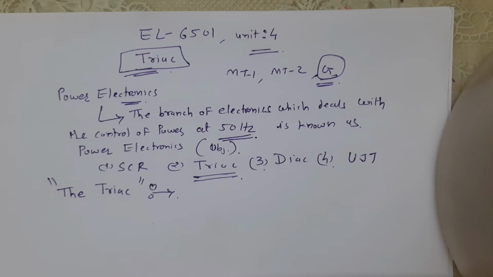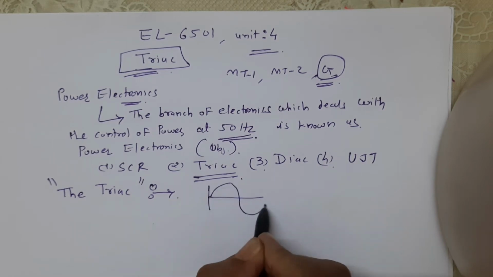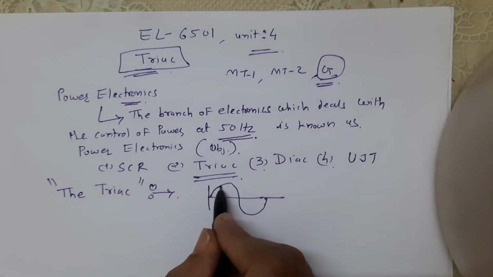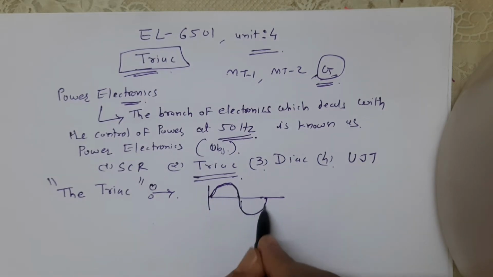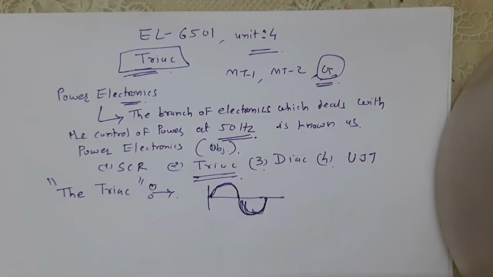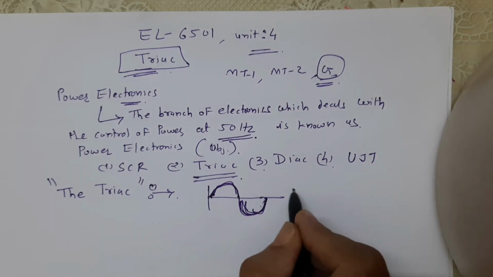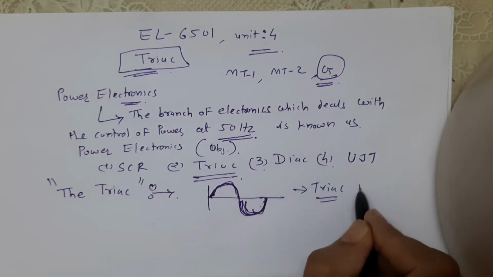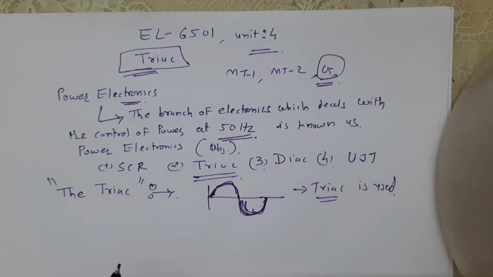However, in an AC system, it is often desirable and necessary to exercise control over both positive and negative half cycles. That means if this is your current sine wave, then for positive half cycle as well as negative half cycle we can control the current. For this purpose, a semiconductor device called triac is used. For positive and negative regulation, the triac is used.